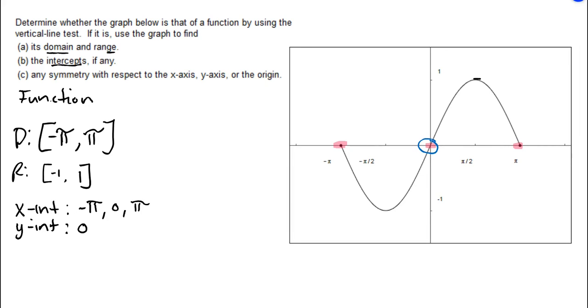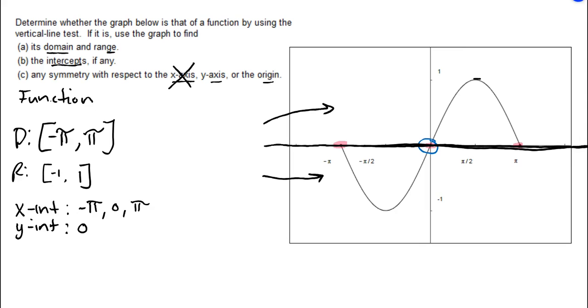And then I'm looking for any symmetry with respect to the x-axis, y-axis, or origin. For x-axis symmetry, we're looking for a mirror image across your x-axis, so a mirror image on the top and the bottom. We do not have a mirror image. For y-axis symmetry, you have your vertical axis, which is the y-axis, and we're looking for a mirror image on the left and right of that y-axis.